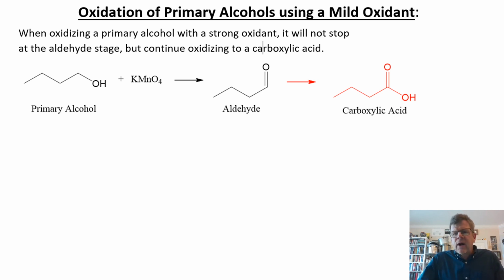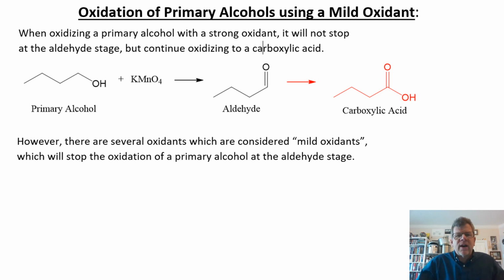solve it, there are different strengths, if you will, of oxidants, and we can actually recruit what is known as a mild oxidant. There are several oxidants known as mild oxidants, which will stop that oxidation of a primary alcohol at the aldehyde stage. And that'll put on the brakes. It does not go any further to form the carboxylic acid. It stops at the aldehyde.